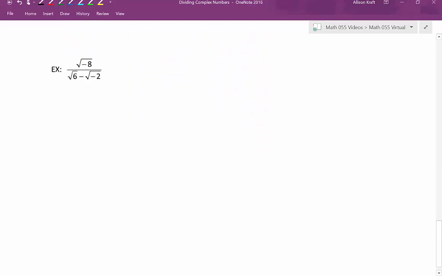Next, let's divide the square root of negative 8 by the square root of 6 minus the square root of negative 2. This time, we have negatives underneath of our radical. Right away, we want to take the i's out of those radicals. This becomes i times the square root of 8 over the square root of 6 minus i square root of 2. I would not simplify the square root of 8 here because it's likely that we're going to have to simplify after we do our multiplication. So let's just wait to simplify and only do it once.